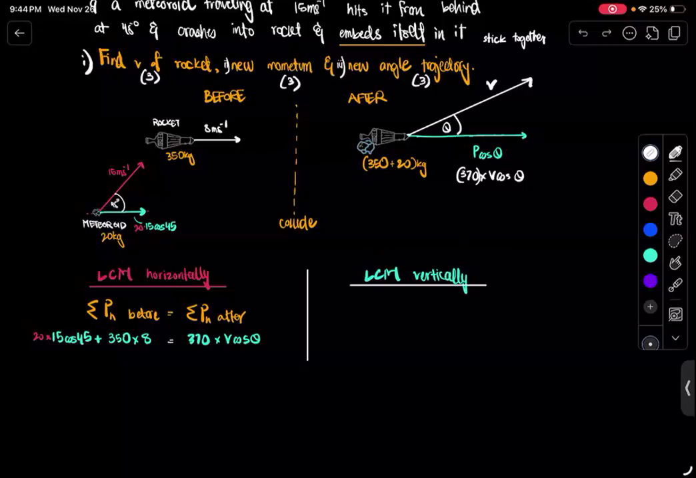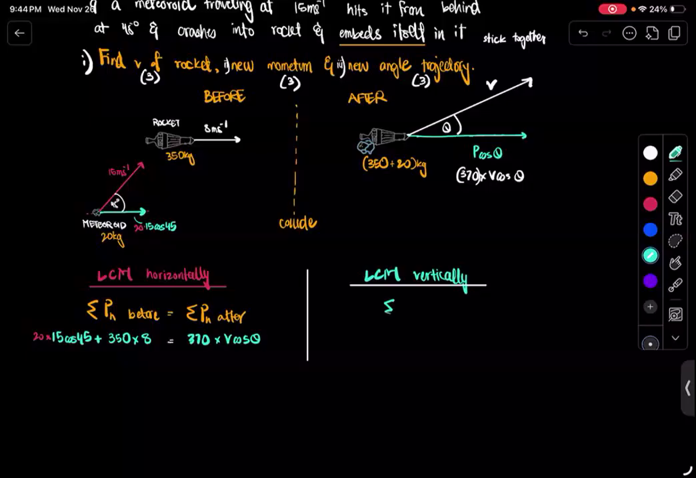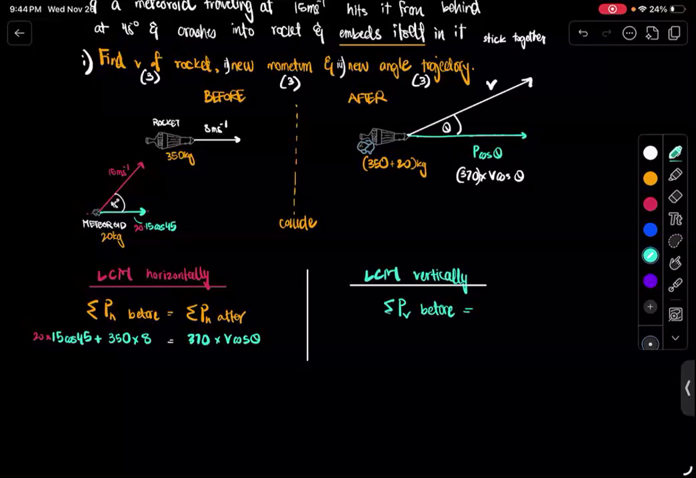Now, what is the law of conservation of momentum vertically? Is momentum conserved vertically? Yes, it will. So that means momentum is conserved vertically. Total momentum before equals total momentum after in the vertical direction too. So vertical momentum is also conserved. What is the vertical momentum? Let's check.